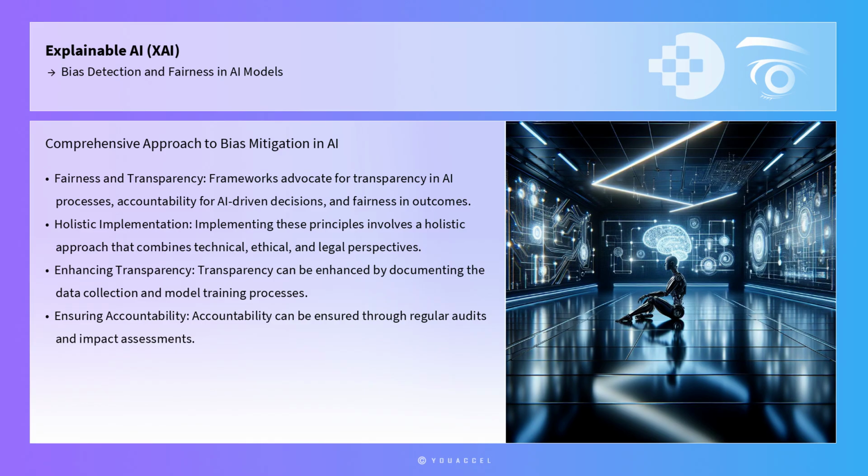Beyond measurement and toolkits, frameworks such as the fairness, accountability, and transparency in machine learning principles provide a comprehensive approach to bias mitigation. These principles advocate for transparency in AI processes, accountability for AI-driven decisions, and fairness in outcomes. Implementing these principles involves a holistic approach that combines technical, ethical, and legal perspectives. For example, transparency can be enhanced by documenting the data collection and model training processes, while accountability can be ensured through regular audits and impact assessments.